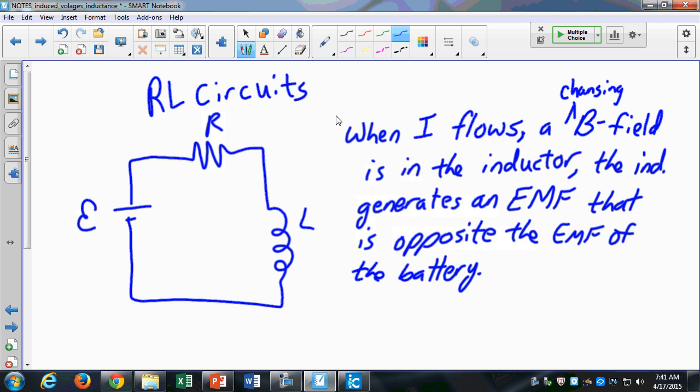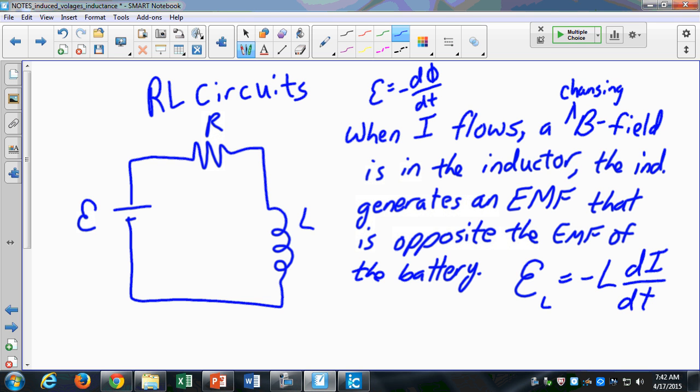Remember, this is just from Faraday's law, that the EMF of this inductor is equal to, well, Faraday's law said that the EMF is equal to the change in the magnetic flux with respect to time, but we can also say that the EMF of the inductor is equal to negative L times dI/dt.